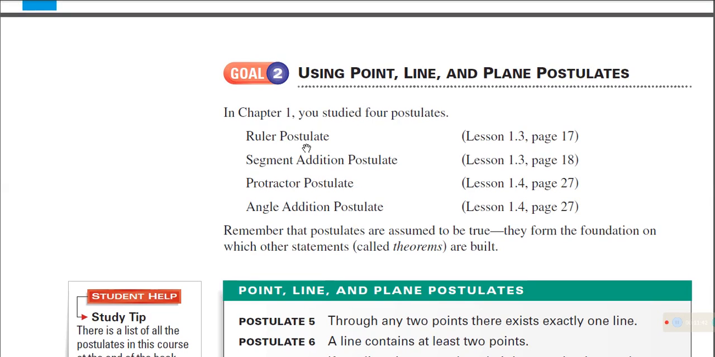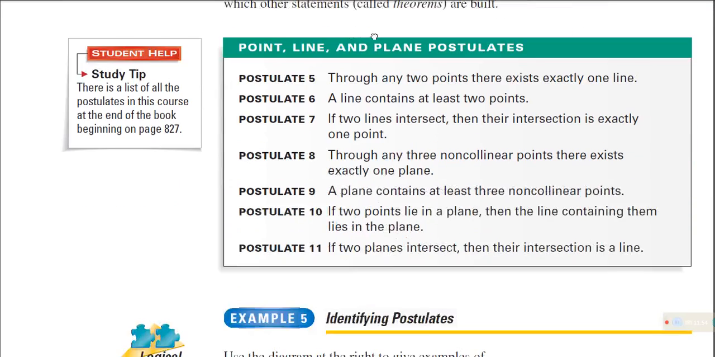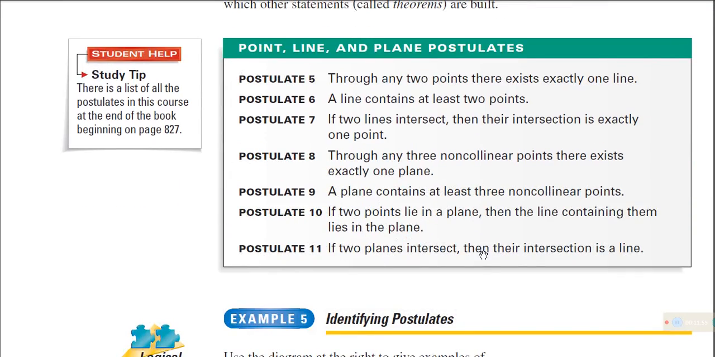Now, we are going to apply what we have learned from reasoning and proof, logic and proposition to point, line, and plane postulates. Ayan. So, ito yung mga postulates na mahalagang aralin sa geometry. So, we have postulate number 5. Through any 2 points, there exists exactly 1 line.